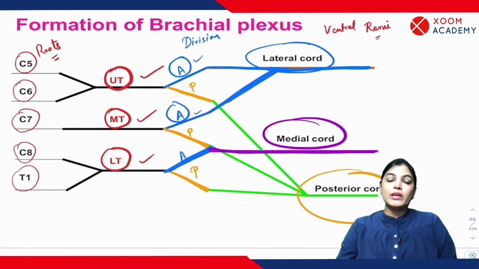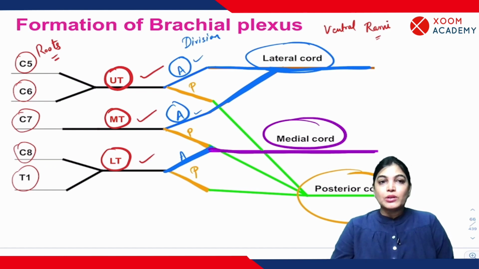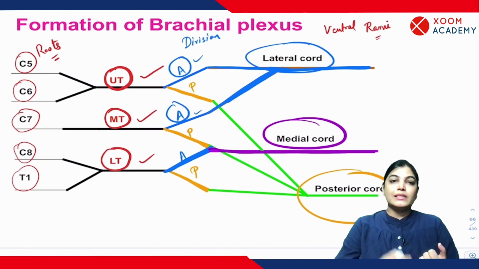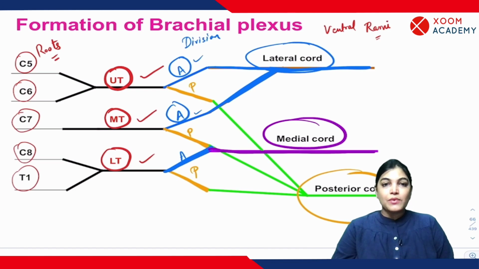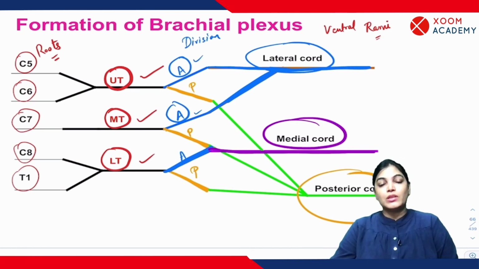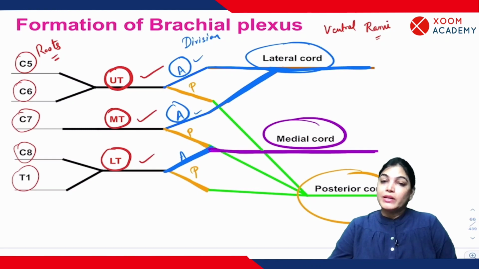By seeing this diagram, you can appreciate the formation of brachial plexus. So that means the important components of brachial plexus are the roots, the divisions, the trunks and the cords. It is important to know how the roots are formed, how the cords are formed, what is the location of different components of brachial plexus, and it is also important for you all to know the branches of each component of brachial plexus. For that, I will give you the mnemonic to know this.